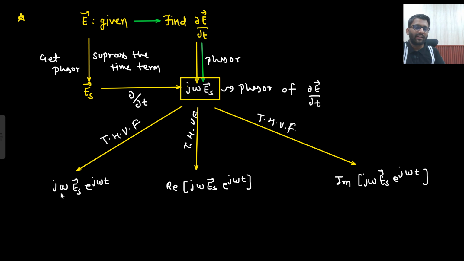But did you understand what we are doing here? Why did we study all these phasor things? Why did we study e to the power j theta? Why did we study going from phasor to time harmonic vector field? Did you understand the whole point behind that?